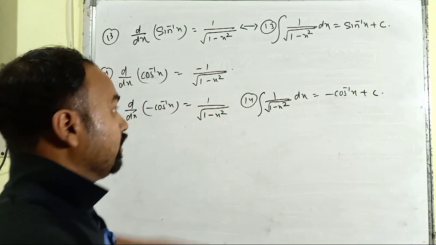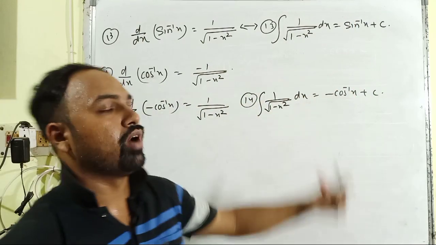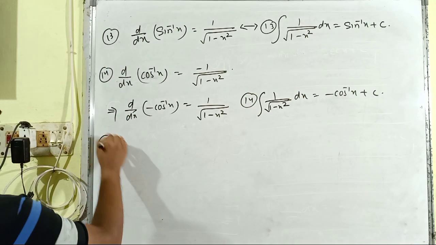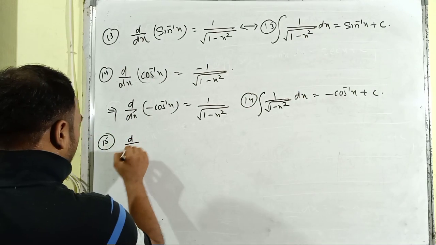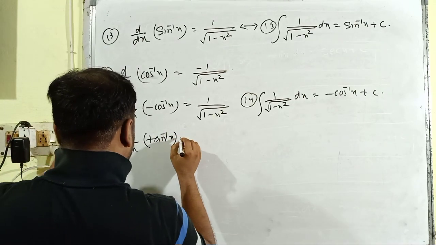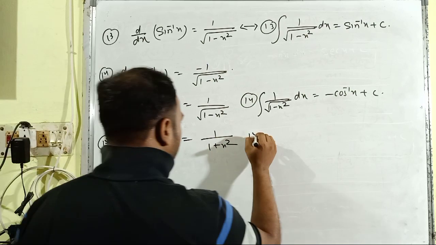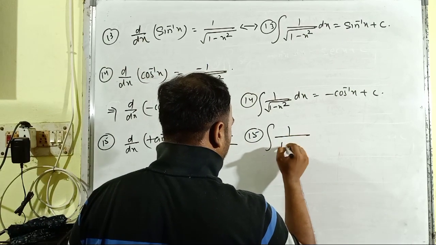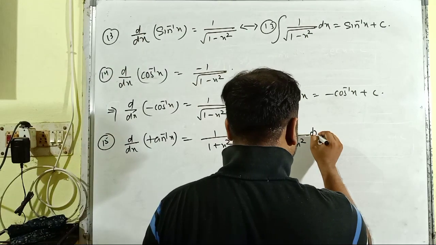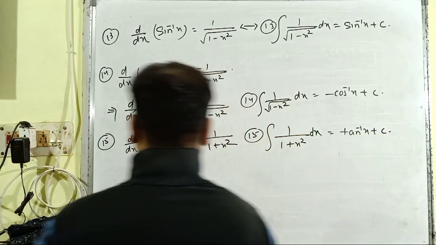But you can see that this integral has two values. One is sin inverse x plus c and the second one is minus cos inverse x plus c. Then moving towards formula number 15. Differentiation of tan inverse x, it is 1 upon 1 plus x square. So the 15th formula of integration tells that the integral of 1 upon 1 plus x square with respect to x, it is tan inverse x plus c.